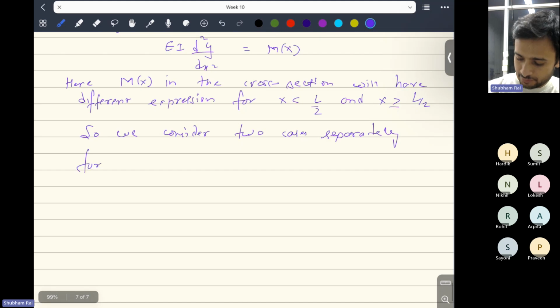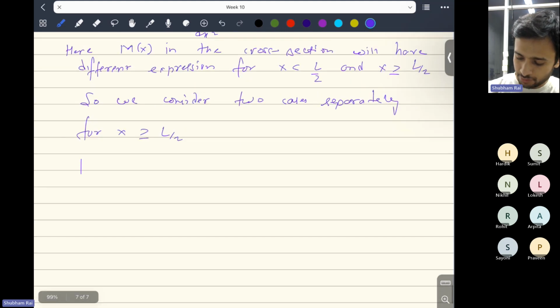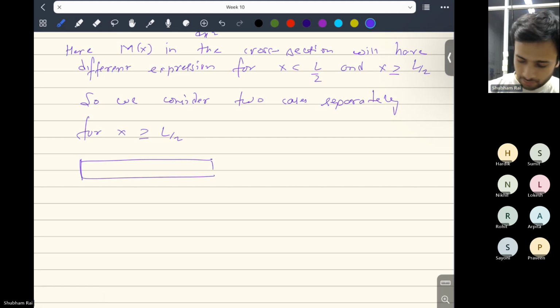So firstly, let's suppose that for x greater than or equal to L by 2, I'm just drawing the free body diagram of the beam. So we are starting from here, this will be the beam, and let's say this is at a distance x from here. Okay, and this L by 2 is here. So this is P, which is acting at a distance of L by 2 from the left hand.